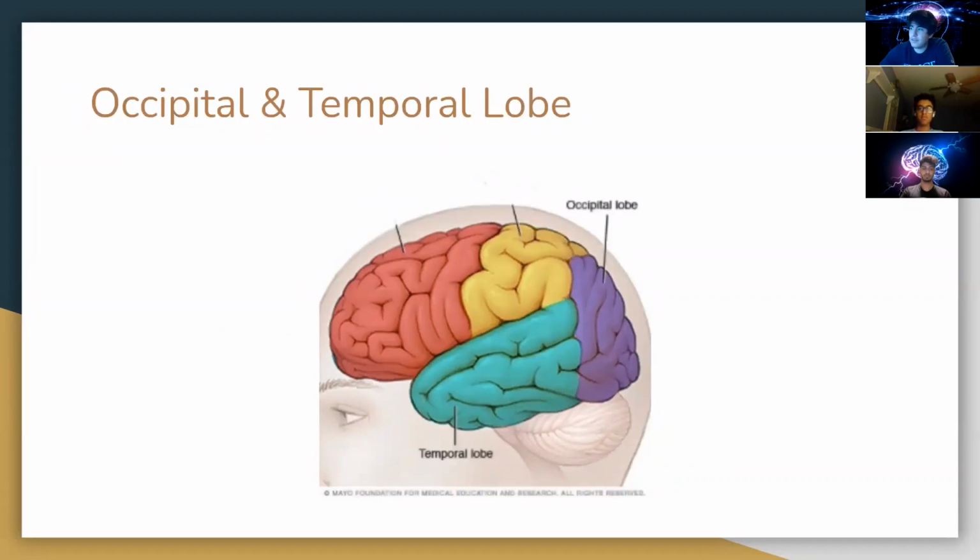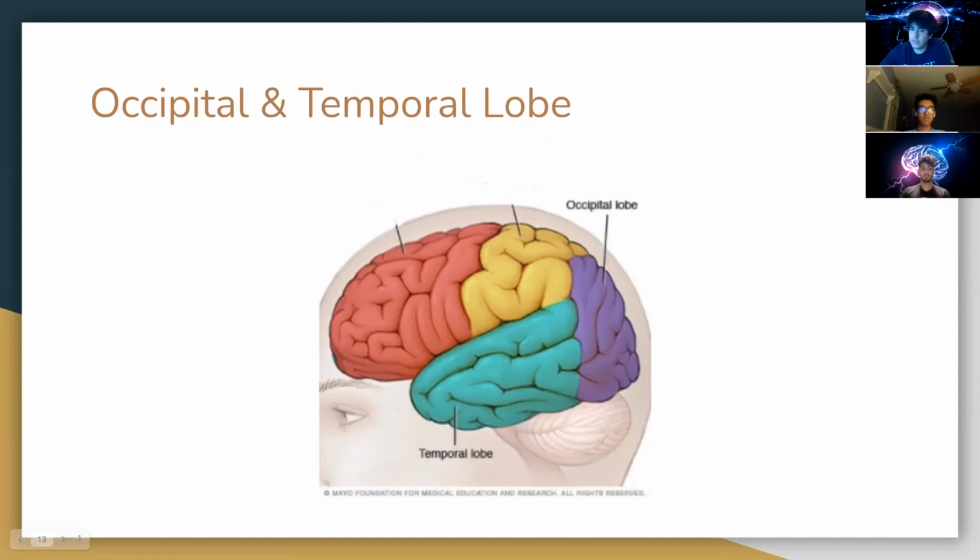Here are the temporal and occipital lobes. The temporal lobe is near the trunk of the brain. It's at the bottom, and is associated with trunk, which is at the back. They both start with T. The function of this is to process auditory information, which means it processes information from your ears so you can hear. It also includes memory.